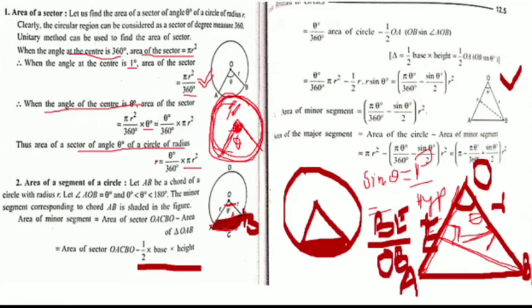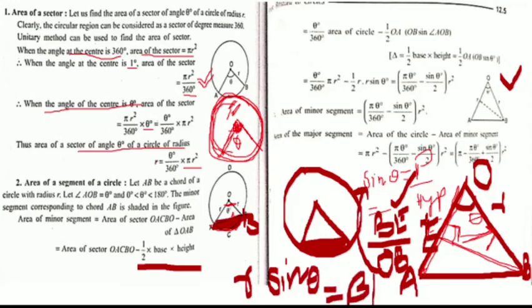So BE is the height. Let me leave this height and multiply sin theta with OB. OB is R, so it is R sin theta. This will cross multiply and then you can get the height BE. So this is how we can find out the height of this triangle.